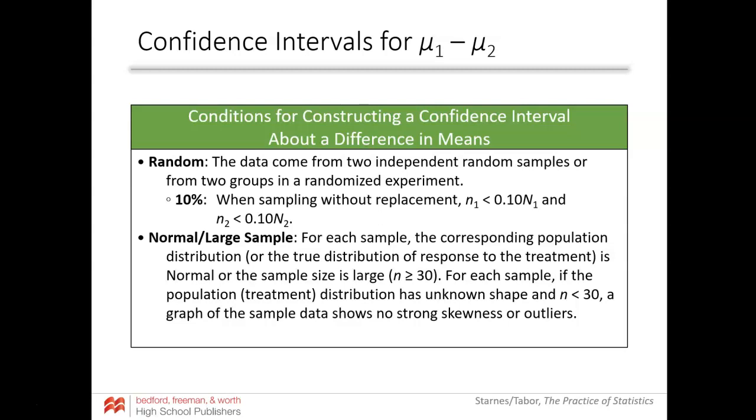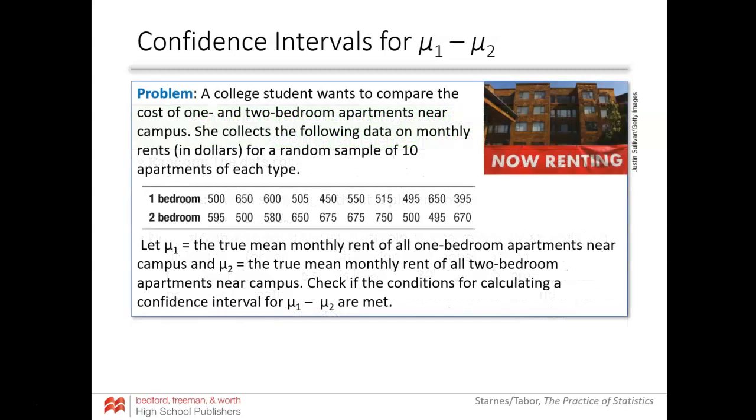However, if we are not sure about the original shape of the distributions and our sample size is less than 30, then what we have to do is look at a set of sample data for each and look at the distributions in some format, box plot, dot plot, something, and make sure that there are no extreme outliers or really strong skewness. A little bit's okay, but not a lot.